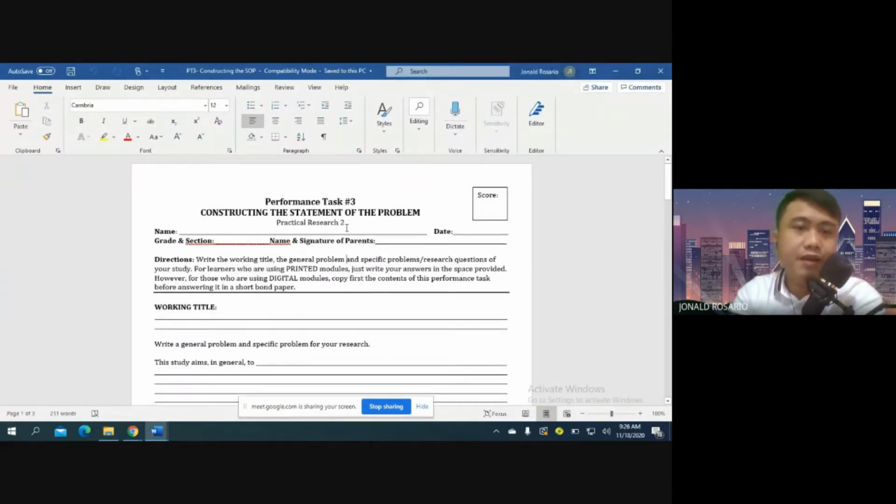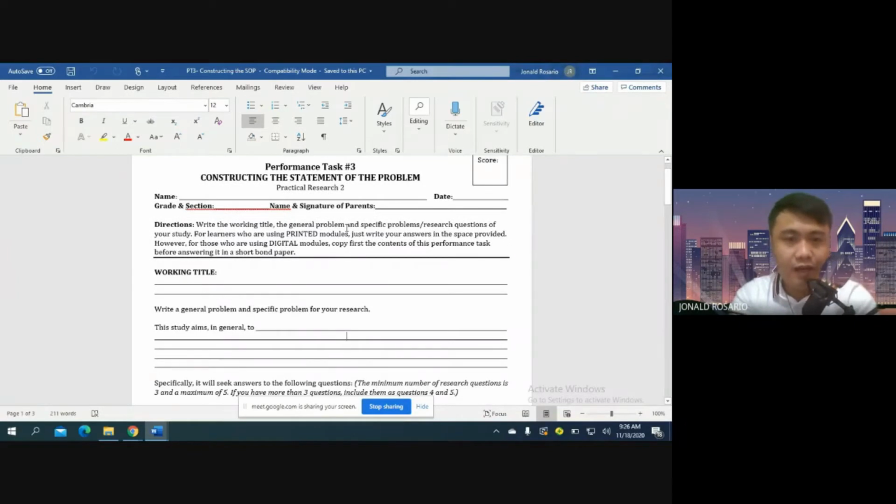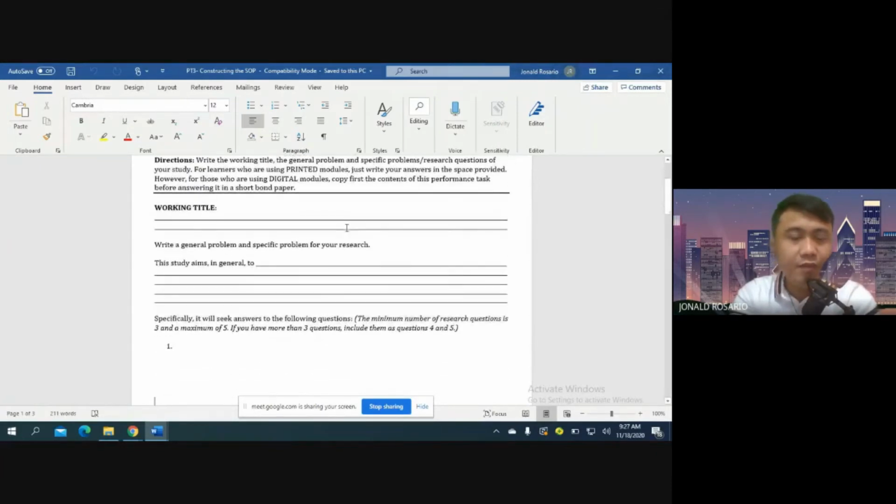So basahin maigi yung directions or instructions. Pakilagay dito sa space yung working title ninyo. Ano yung title ng study ninyo? And pakilagay na rin yung general problem. This study aims in general to blank. And don't worry, bibigyan ko kayo ng sample for this, yung study na rin nila Dexter.